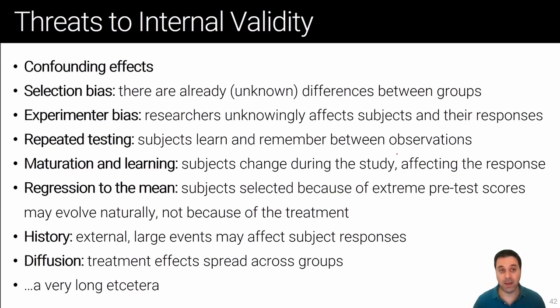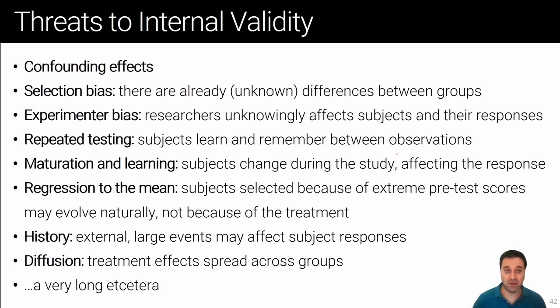We have selection bias, which is the case in which there are already differences between the groups. We just didn't know. So let's say that we want to see whether some medicine works or not. Then we give the medicine to one group of patients, and to the other group we give the placebo. If it turns out that those two groups are different in some sense, we might observe a positive response in one group or in the other that is not really caused by the medicine, but by that other characteristic of the sample. And if we do not know about it, then we don't have internal validity.